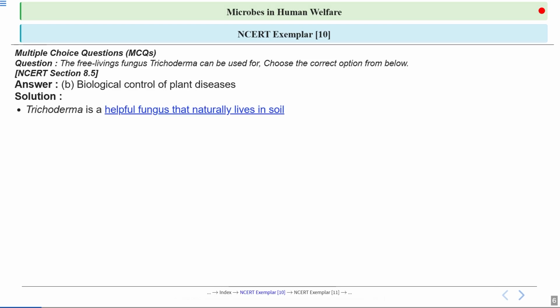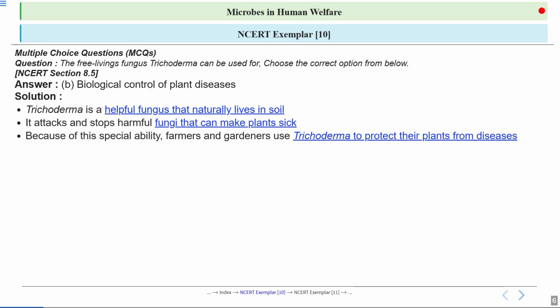Okay, let's have a look at the explanation. So Trichoderma, this is a fungus. This is a beneficial fungus that naturally lives in the soil. Okay, this fungus attacks and stops harmful fungi that can make plants sick. Okay, so basically it prevents the harmful organisms which can infect the plant. Okay, now, because of this special ability, farmers and gardeners use Trichoderma to protect their plants from diseases which can be caused by the fungal pathogens.